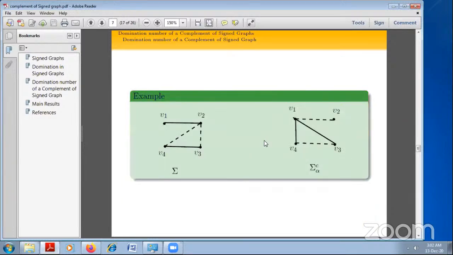This is the example. The first one is a signed graph sigma. The sigma alpha complement is the complement of sigma. See that V1, V2 is adjacent in sigma. That is a positive edge, and V1 and V2 is a negative edge in sigma alpha complement. And also V1, V4 are non-adjacent in sigma. That becomes a positive edge in sigma alpha complement. This is the definition for the complement of signed graph.